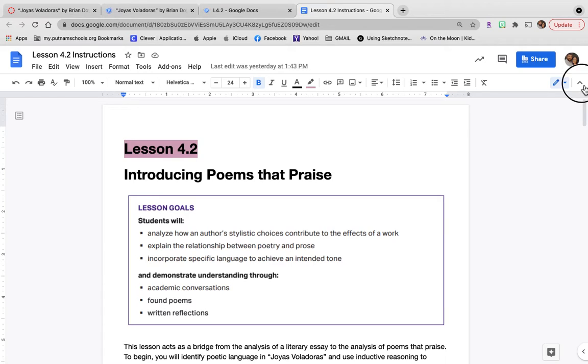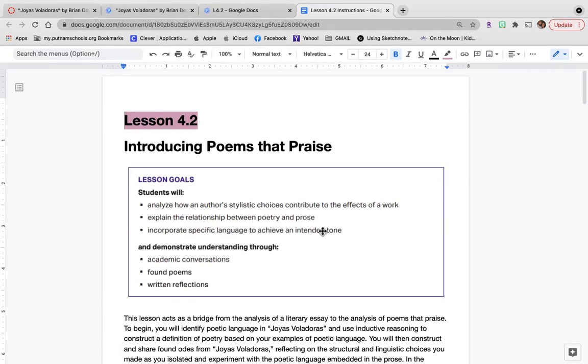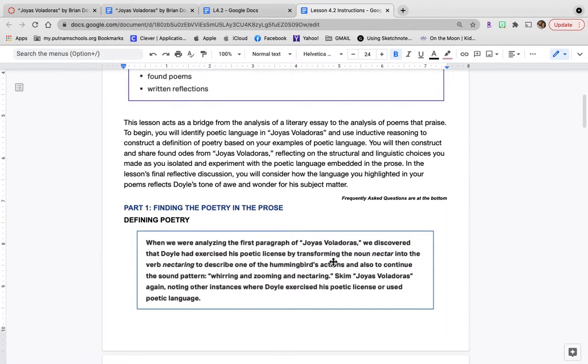All right, so 4.2 is about introducing poems that praise. And your goals will be to analyze how an author's stylistic choices contribute to the effects of a work, explain the relationship between poetry and prose, and incorporate specific language to achieve an intended tone. So this lesson acts as a bridge from the analysis of a literary essay, which is what you did in 4.1 at the end, to the analysis of poems that praise.